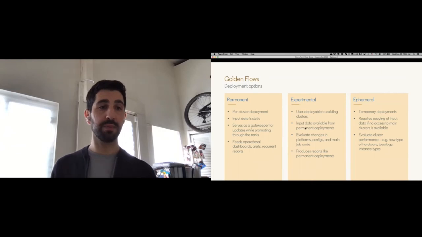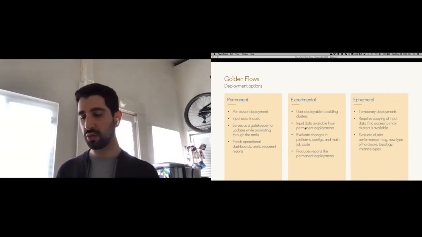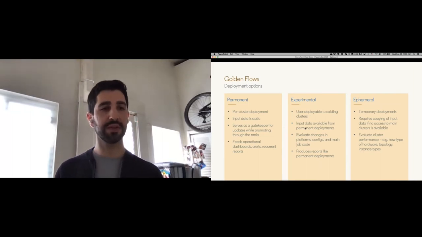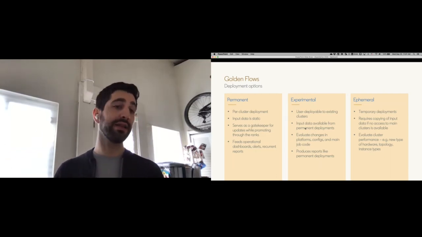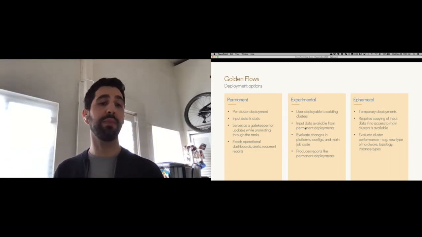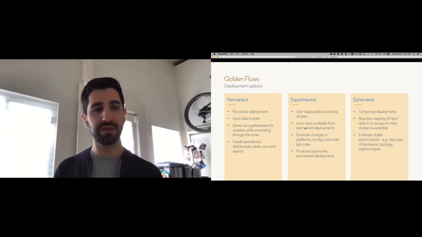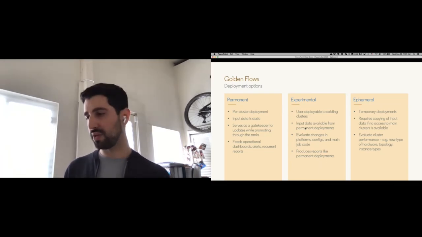So this serves as a gatekeeper. Let's say when we deploy a new set of configs or new versions of our platforms, we promote those through the ranks through our different clusters, and that enables us to see what happens before we get into the production clusters. All those feed operational dashboards, alerts, and recurrent reports, like the stuff that we've discussed earlier.